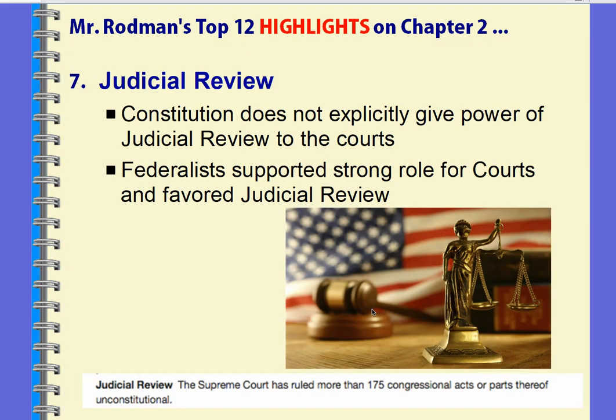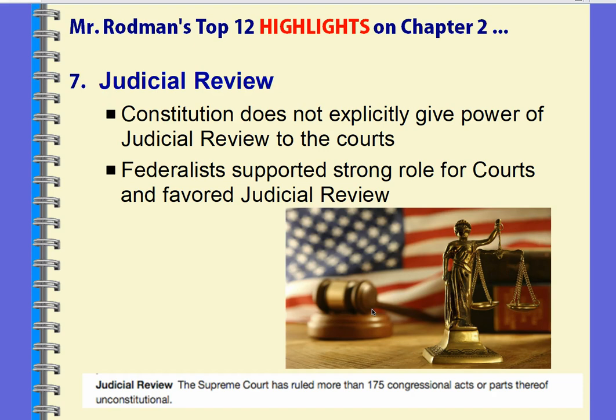Judicial review, this idea of declaring whether a law is constitutional or unconstitutional. We see that this isn't an explicit power in the Constitution. It is a power that the courts took on in the Marbury versus Madison case, where we see a stronger role in terms of judicial review. And this is the bittersweet moment of Marbury versus Madison. Jefferson won the battle but lost the war.